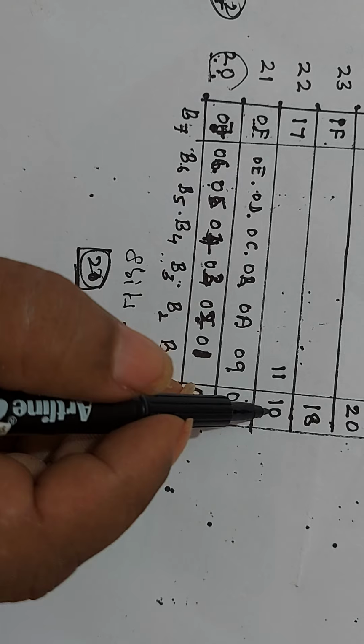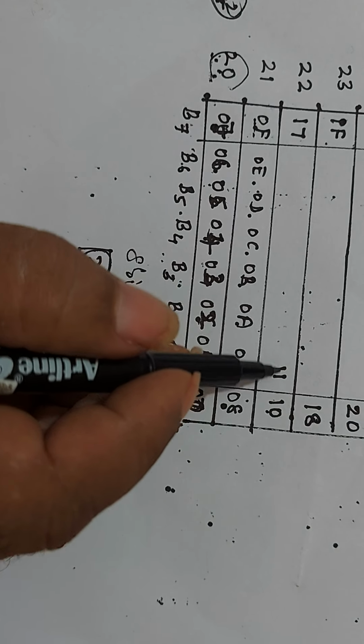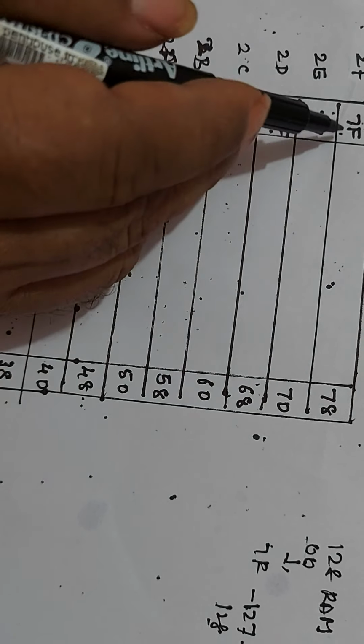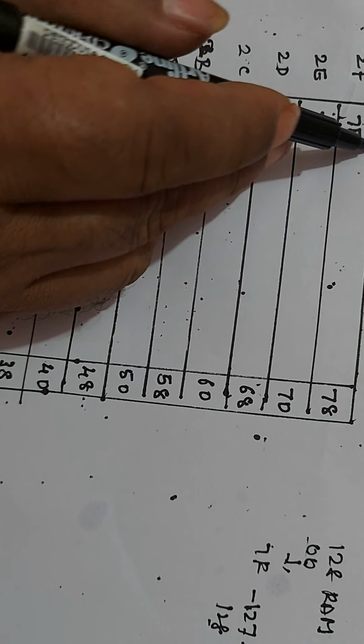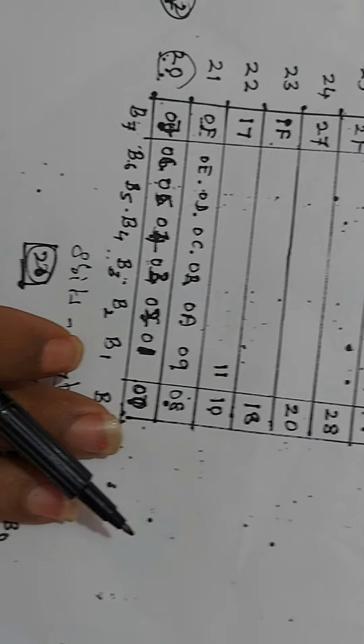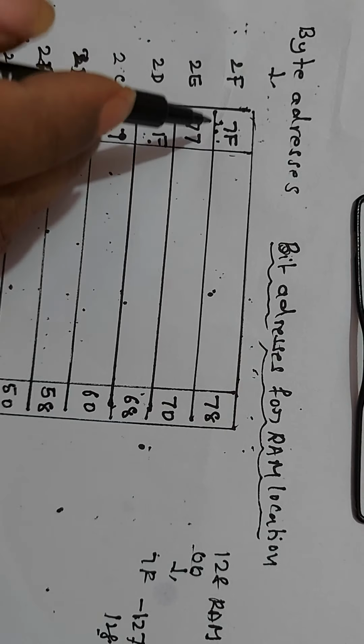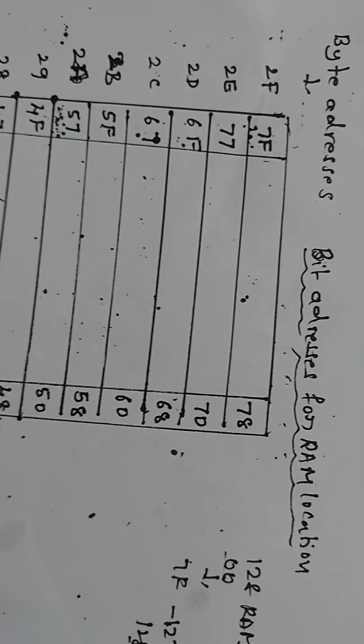Next, again 16, 17, 18, 19, etc., up to 78, 79, 80, 81, 82, etc. 7F is the last bit. The first bit is 00. The last bit is 7F. I will explain this with an example.